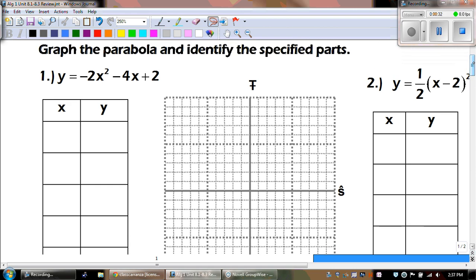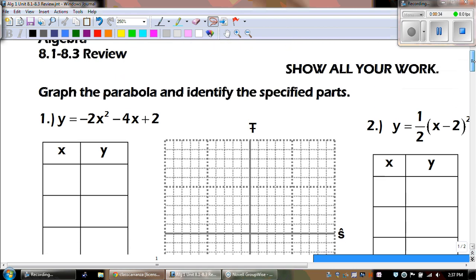Now, number 1's in standard form. When something is in standard form, the first thing I want to do is find the vertex, and that is x equals the opposite of b over 2a. Remember, a, b, and c.